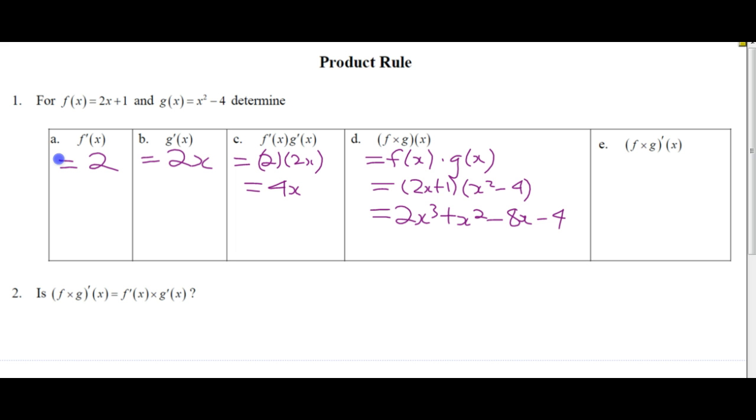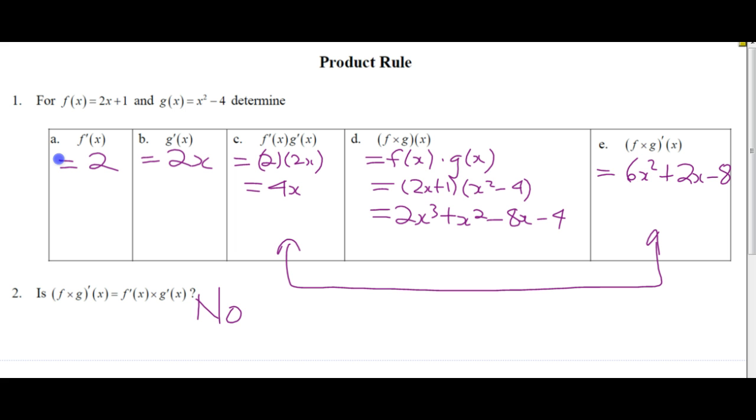It's a little unfoily thing. So I think I did file, not foil. What is f times g prime of x? Or in other words, what's the derivative of this? 6x squared plus 2x minus 8. So is this equal to this? No. All right. So we have learned what not to do.